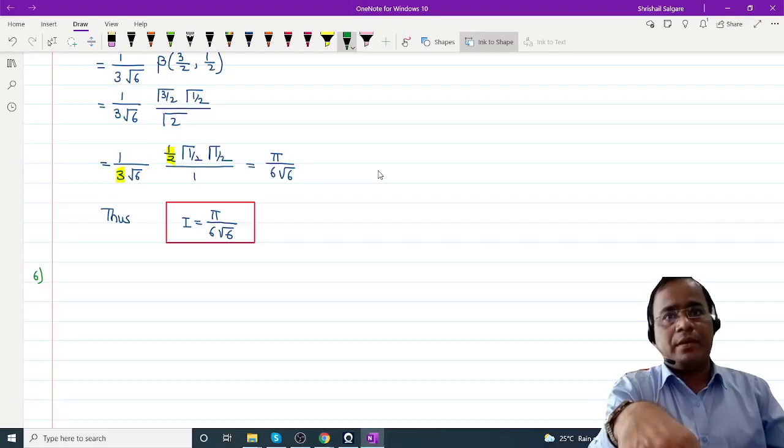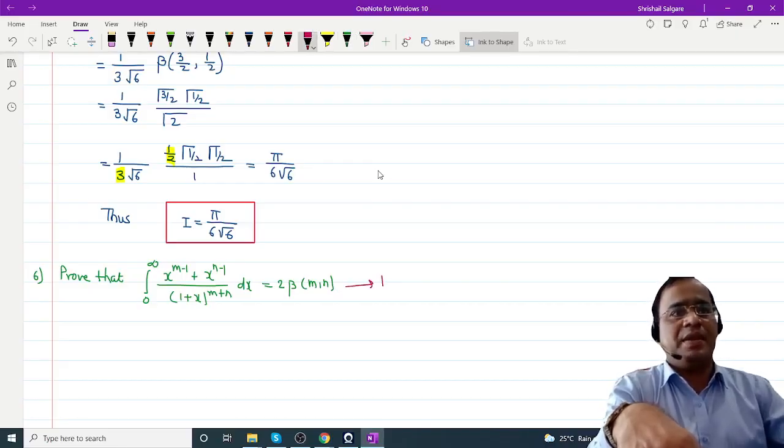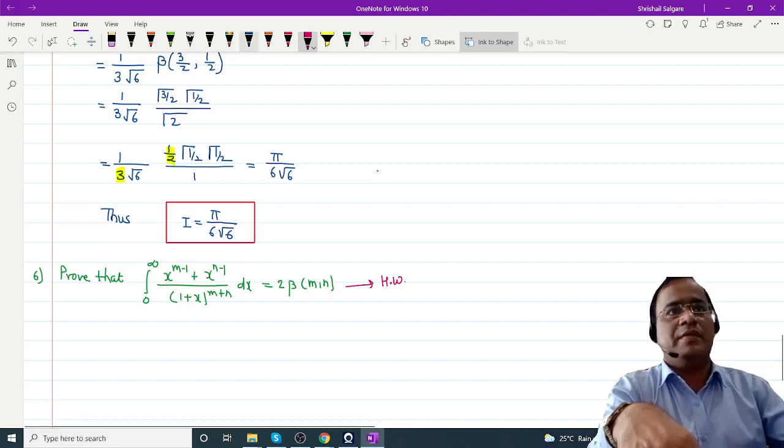6th. Prove that integral 0 to infinity of x raised to m minus 1 plus x raised to n minus 1 divided by 1 plus x raised to m plus n dx is given as 2 times beta of m, n. Only I will explain the steps here. So this example, the complete steps you have to complete as a homework. I will explain the steps.